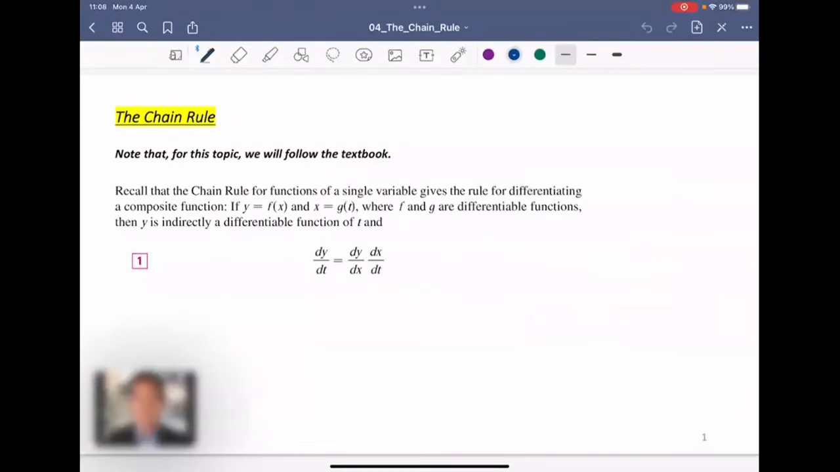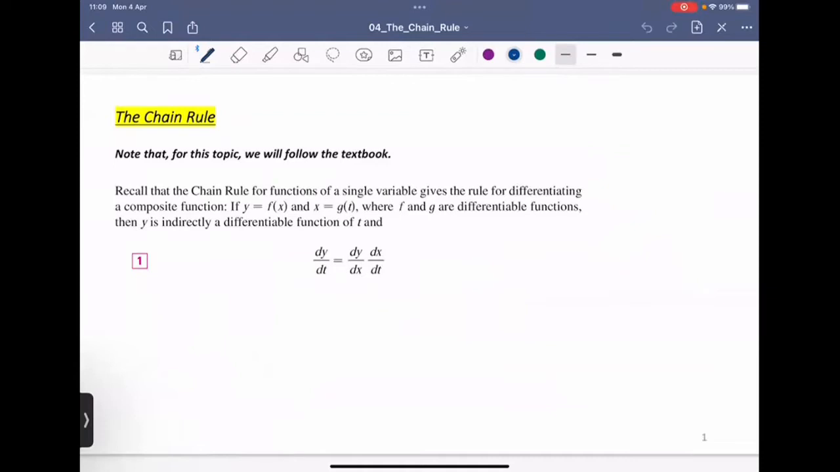All right, let's talk about the chain rule. This is the chain rule handout. What you see in the slide now is the chain rule that you learn in Calculus 1. So in Calculus 1, when you learn the chain rule, let me give you a review first.